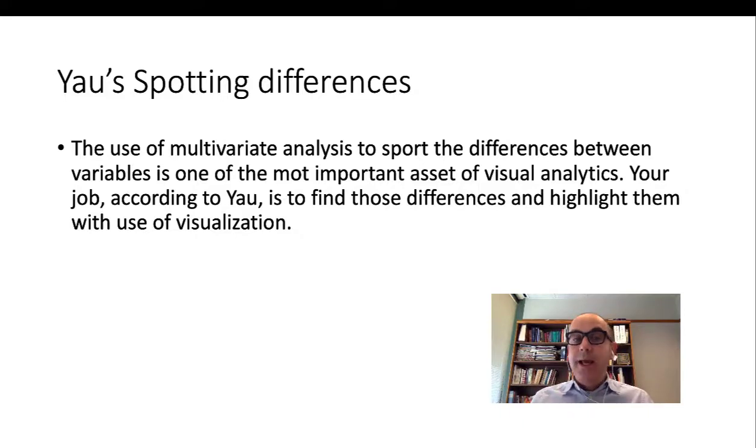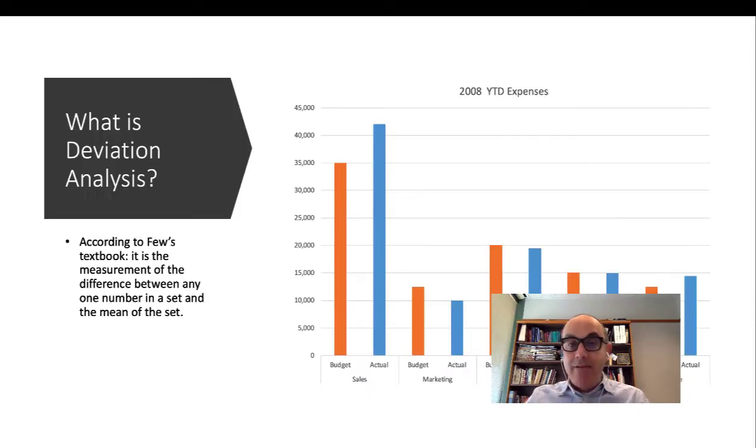So the use of multivariate analysis to spot the difference between variables is one of the most important assets of visual analytics. According to our textbook, the goal is to find the differences, highlight them, and use the visualization. He doesn't give you a specific tool or specific methodology to do that. It's up to you to discover. This is the essence of visualization. We always discover, we always work to better communicate, to better share what we found in order for us to get feedback and then improve it again and again until we have something that is understood by everyone else.